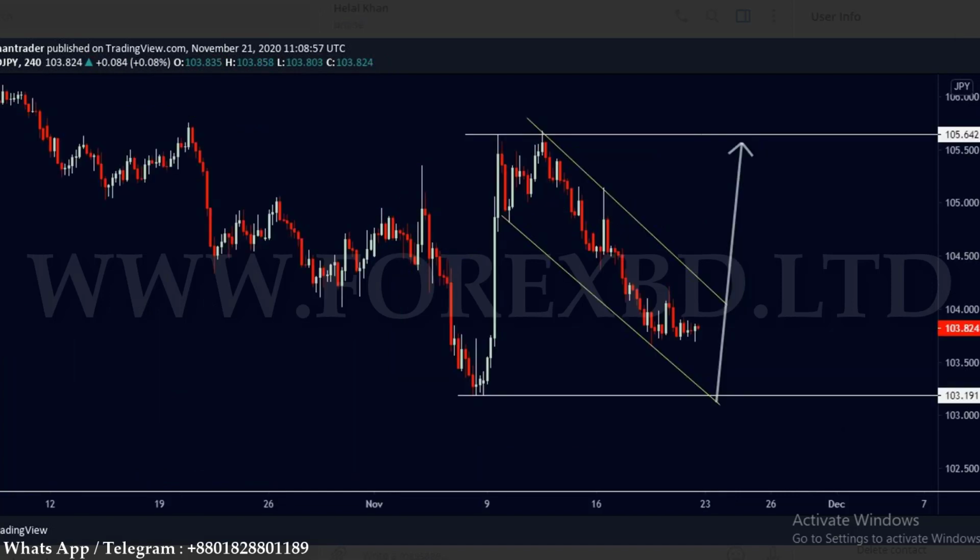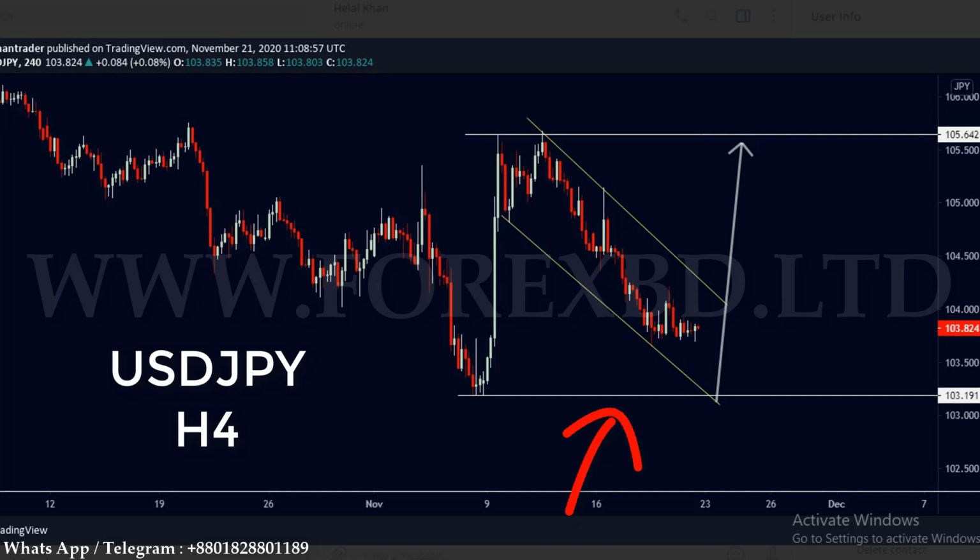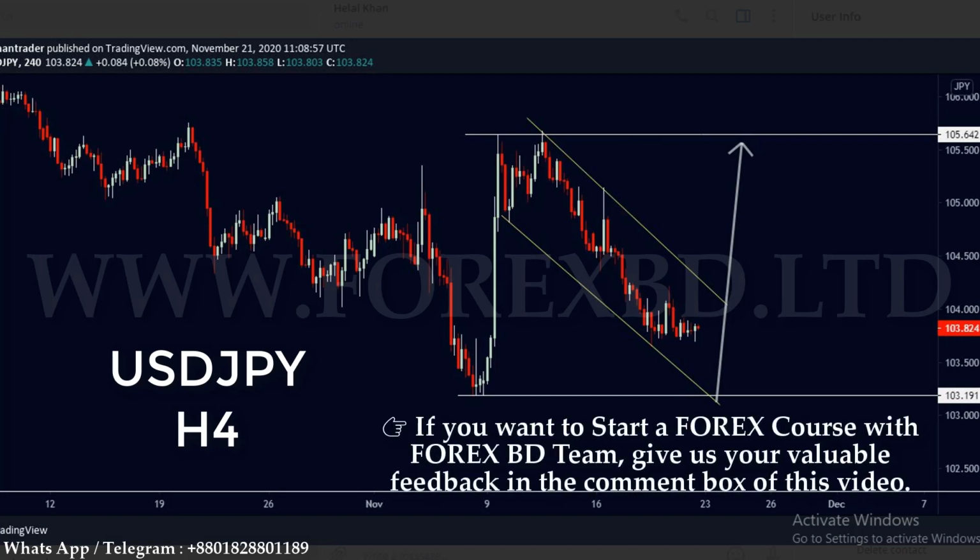Our next pair is USD JPY. Here you can see that the market has been on a downtrend for a long time and is still on a downtrend. You can see that we have drawn a support here and then resistance at the top, and here you can see our two trend lines. We draw the first trend line from here and we draw the second trend line in this place, and our expectation is that the market will come to this support level and push upward.